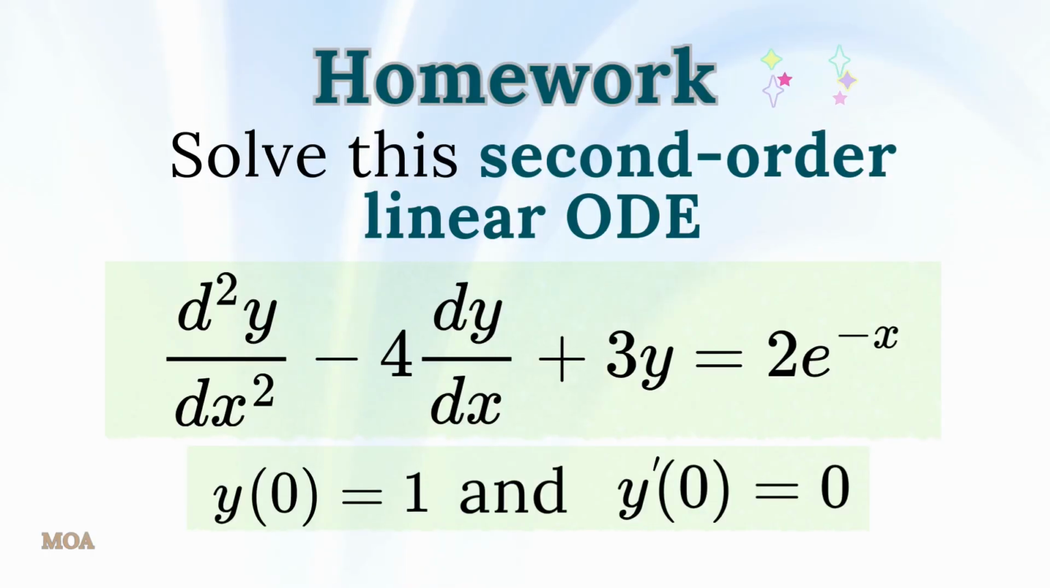Now, it's time to try it yourself with this homework. Solve this second-order linear ordinary differential equation. The second derivative of y with respect to x minus 4 times the first derivative of y with respect to x plus 3 times y equals 2 times e raised to the power of minus x. Find the general solution. Then, using the initial conditions, y of 0 equals 1, and the first derivative of y with respect to x at x equals 0 equals 0, find the unique solution.